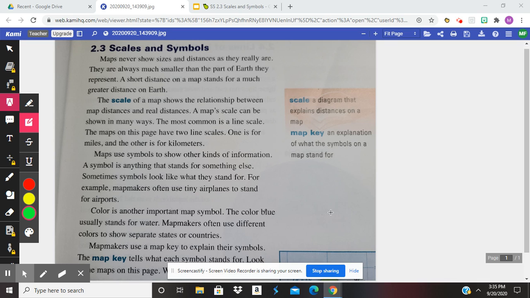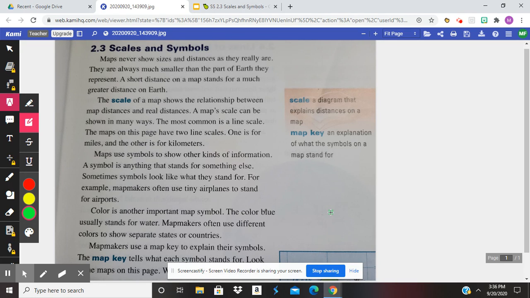Hi, boys and girls. Today we're going to talk about scales and symbols on a map. Maps never show the sizes and distances as they really are. They are always much smaller than the part of the earth they represent. A short distance on a map stands for much greater distance on earth. The scale of a map shows the relationship between map distances and real distances.